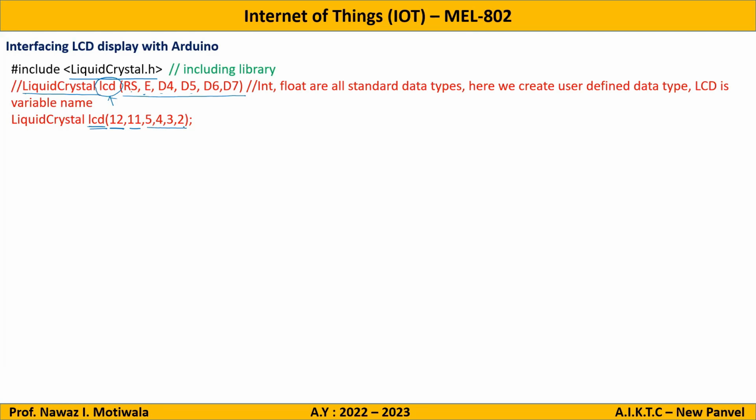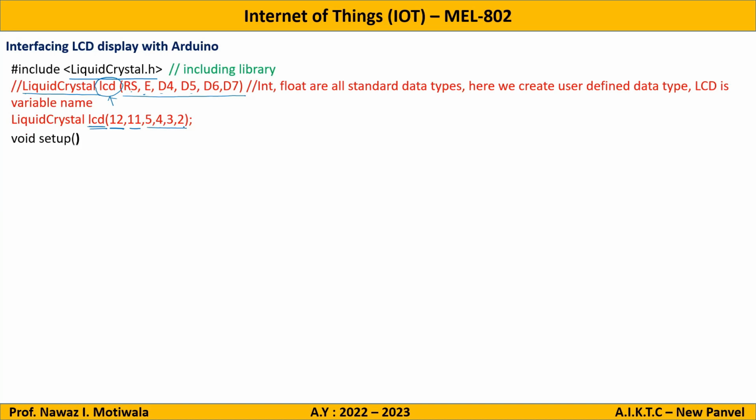Again, I repeat, you can use any of the pins of Arduino, from 2 to 13. But if you go sequentially, it will be very easy to write the program. So this completes the initial part, that is the declaration of pins.